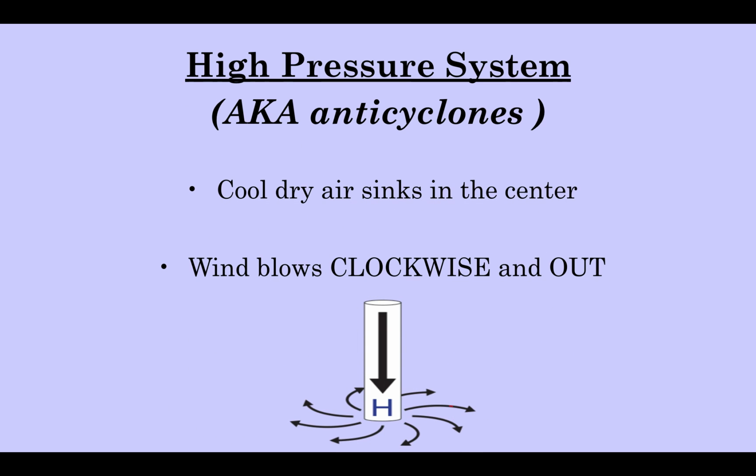At a high pressure system, we also call that an anticyclone. That is, cool, dry air is going to sink towards the high pressure system, and wind blows clockwise and out, away from the high pressure system. So remember, cool air has higher pressure, and that causes air to sink in the atmosphere. And dry air is heavier than wet air, so dry air is going to sink down into the atmosphere. We also remember that wind blows clockwise and out.